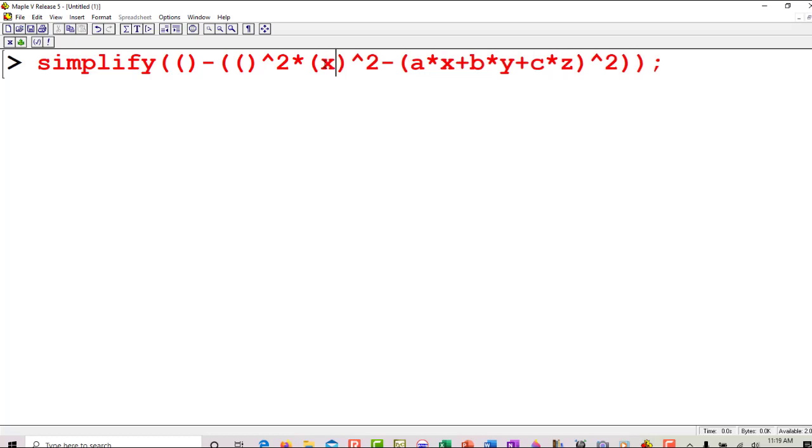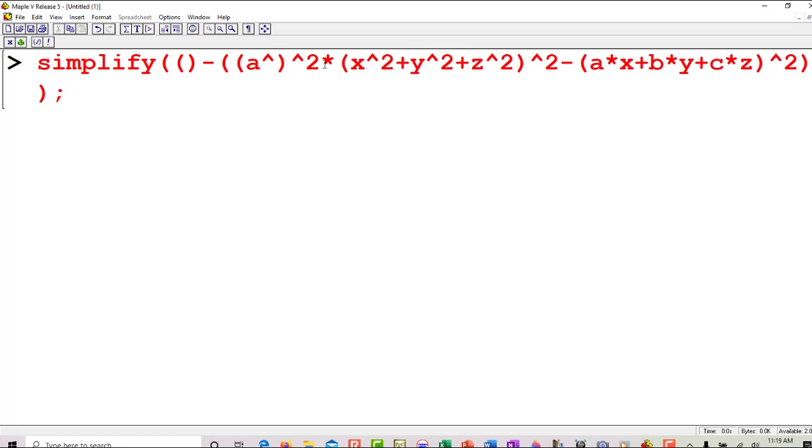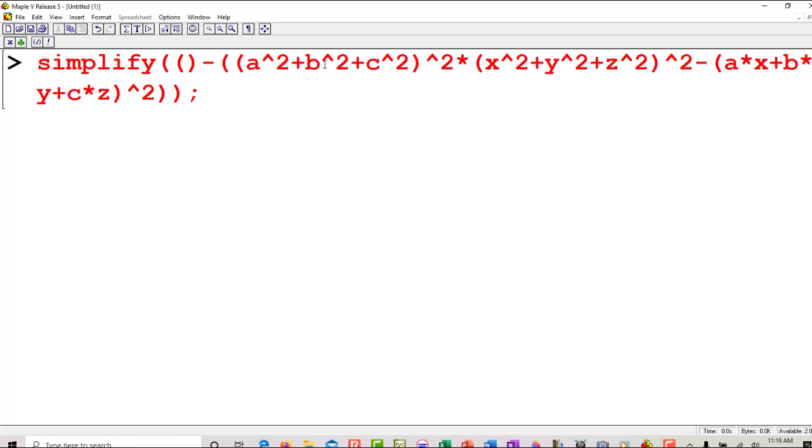The second norm was x squared plus y squared plus z squared. And the first norm was a squared plus b squared plus c squared. Since we're not doing square roots, we should leave these unsquared. They're already squared because we took off the square roots.